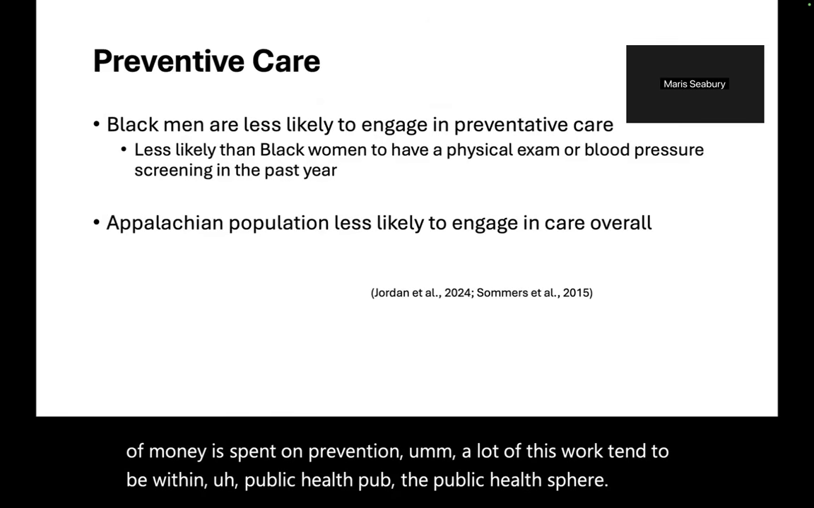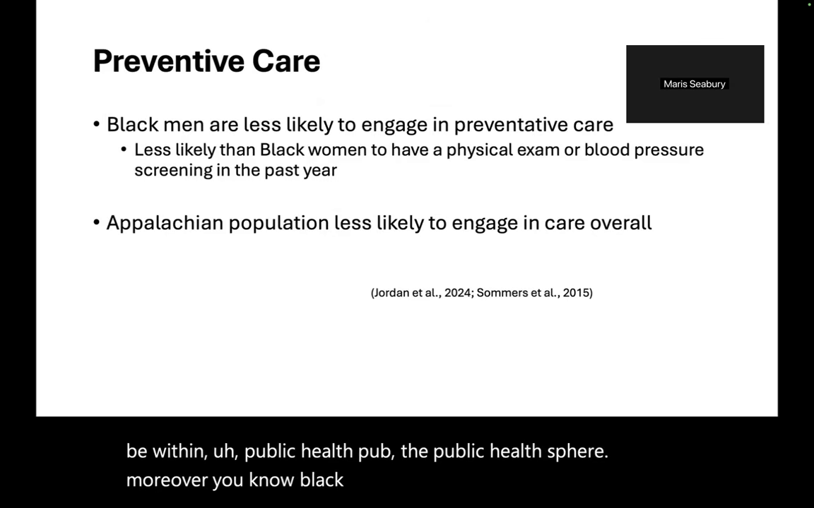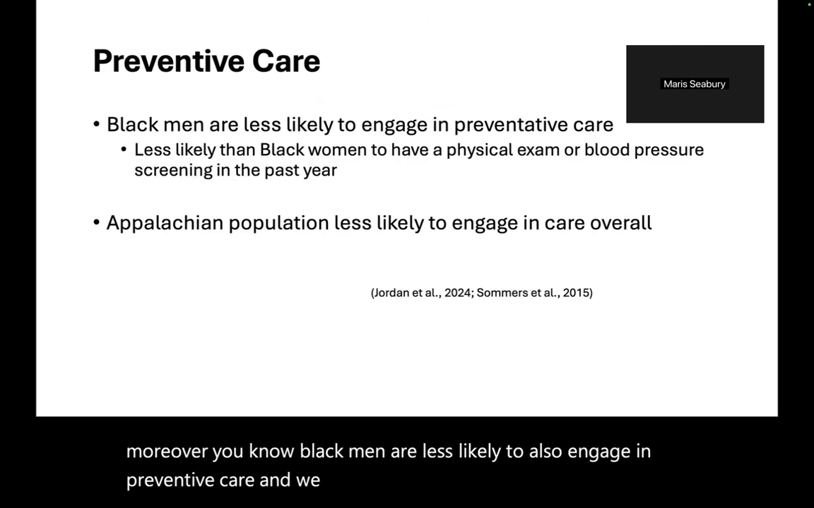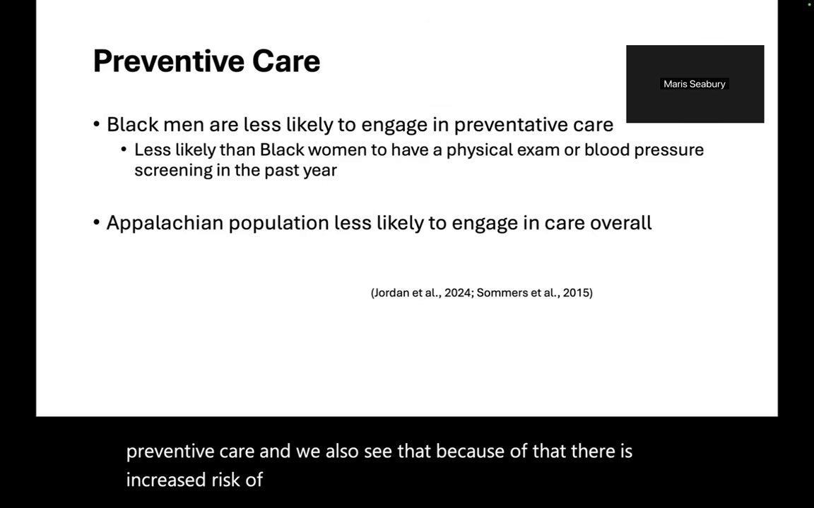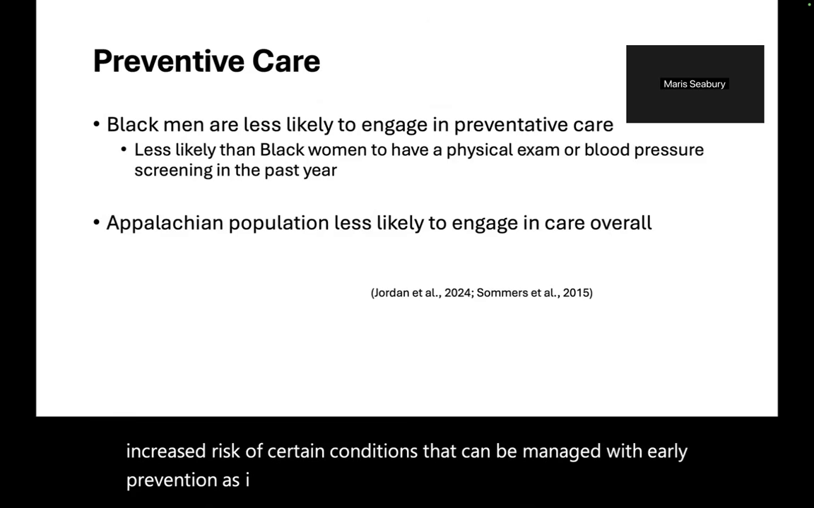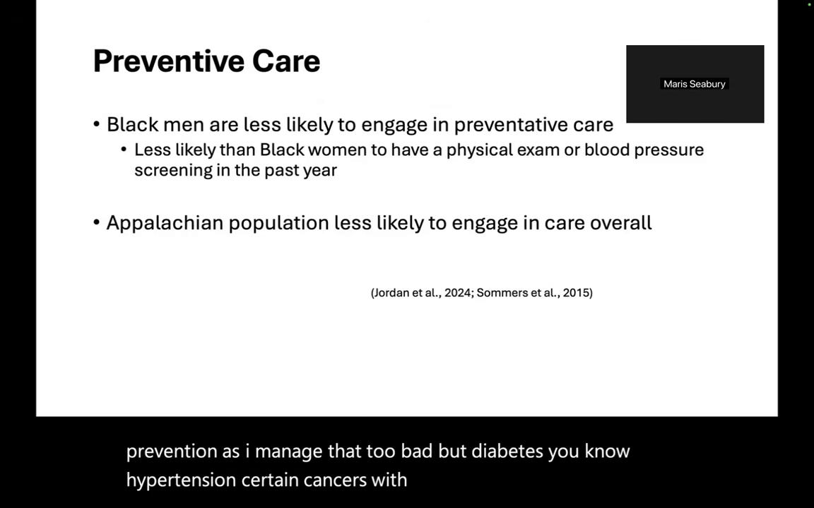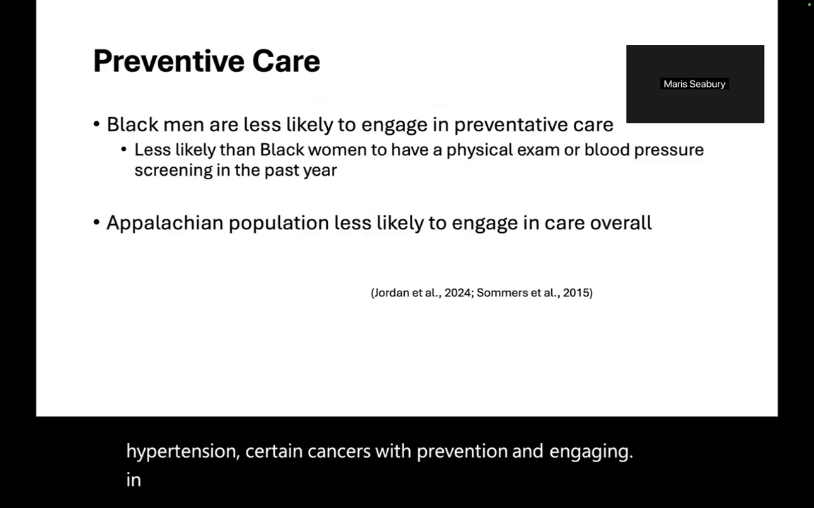Moreover, Black men are less likely to engage in preventive care. And we also see that because of that, there's increased risk of certain conditions that can be managed with early prevention, such as type 2 diabetes, hypertension, and certain cancers, with prevention and engaging in annual care. That tends to be low among Black men, as well as the Appalachian population.